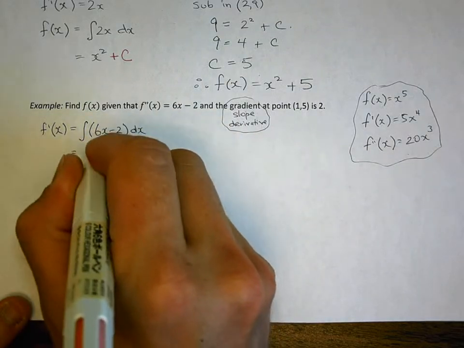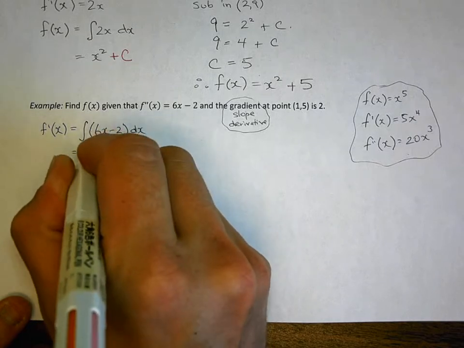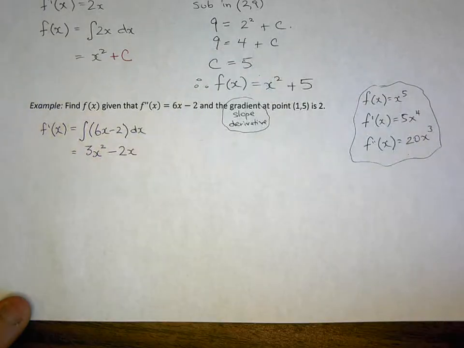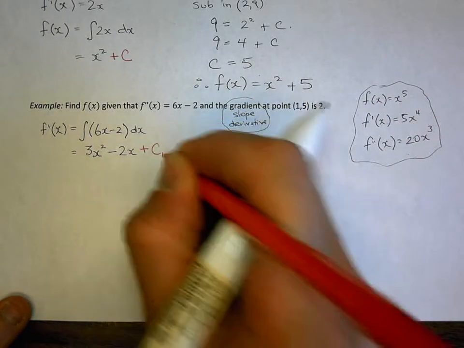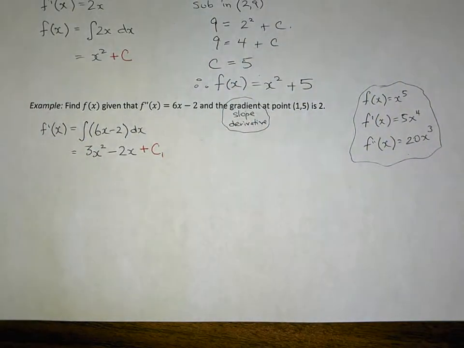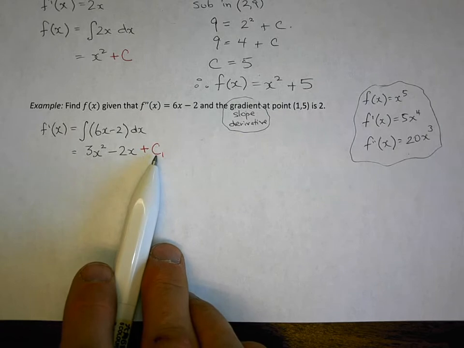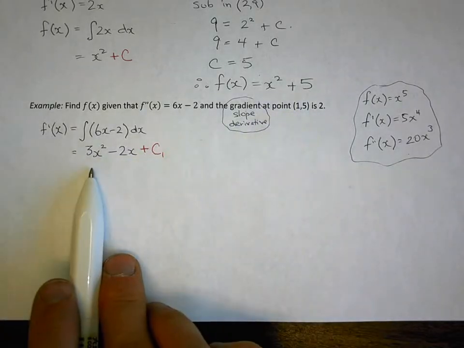And this is going to be x squared, and this would have to be a 3, so 2 times 3 gives me 6, minus 2x plus c. I'm going to call this one c1. Now the problem is I have this unknown constant. Can I use any of the information to help figure it out?